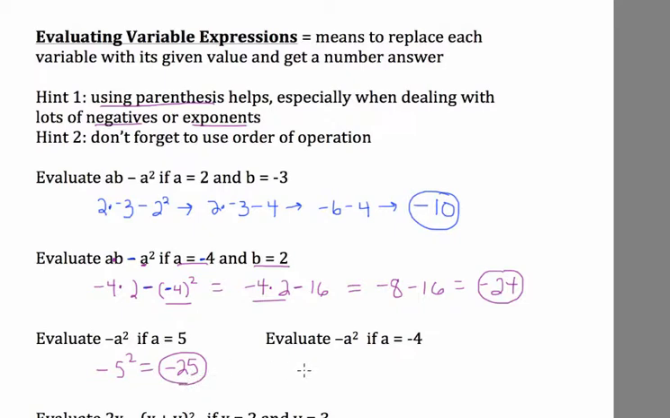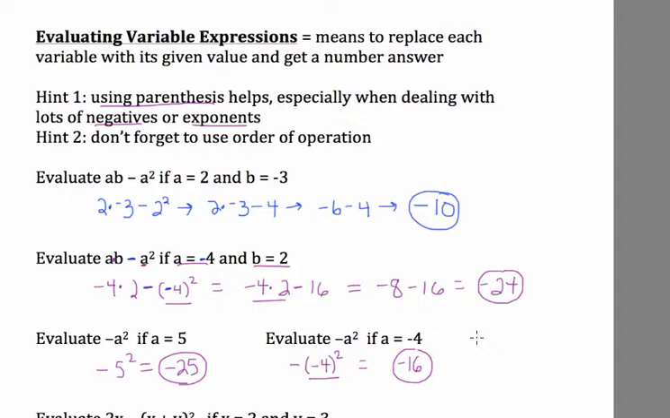Evaluate negative A squared if A equals negative 4. So I've got a negative from my formula. I've got negative 4 squared. Now why did I use parentheses here? Because it wants me to square A. If A is negative 4, that means the whole thing should be squared. So I have one negative from my formula, one negative from the number I subbed in. I'm going to do this piece first. Negative 4 squared is a positive 16. Then I make the answer negative because of the negative from the formula.